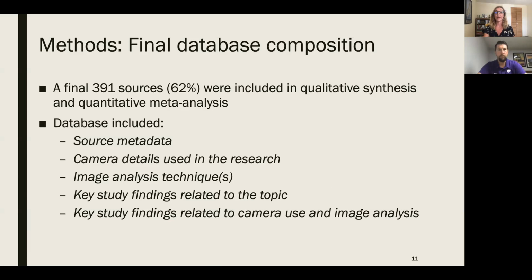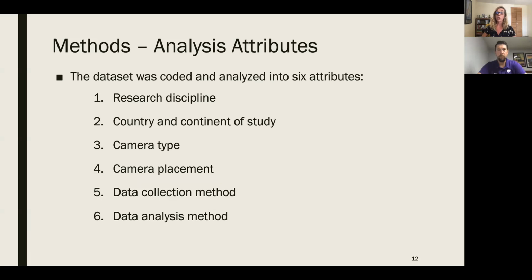At this stage, we included all 391 sources and captured the information included on the screen here, such as metadata, key study findings related to the topic, key study findings related to camera use and analysis. And then we didn't stop there. We actually coded, this is where we went away from PRISMA a little bit, and we coded qualitatively to organize our results for our manuscript and for this presentation. So we coded into the 6 attributes, including research discipline, where the study happened, camera type, camera placement, data collection method, and data analysis method. And Ryan is actually going to jump in here and tell you a subsection of those results.